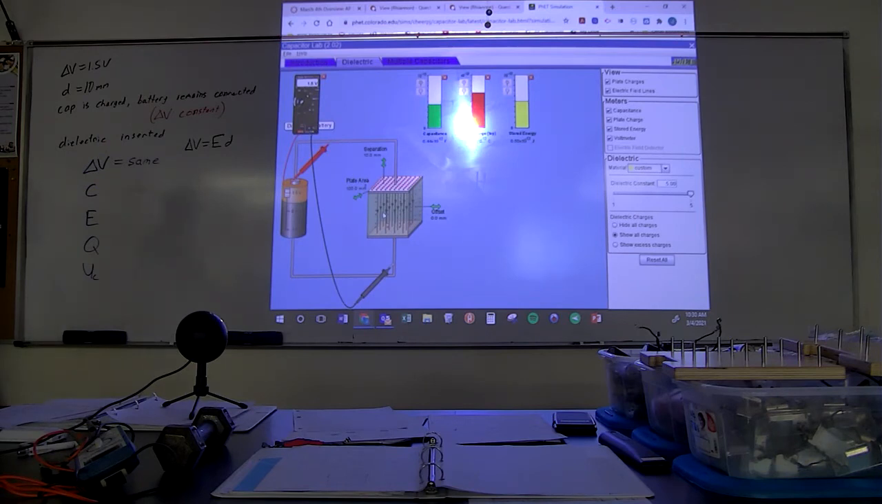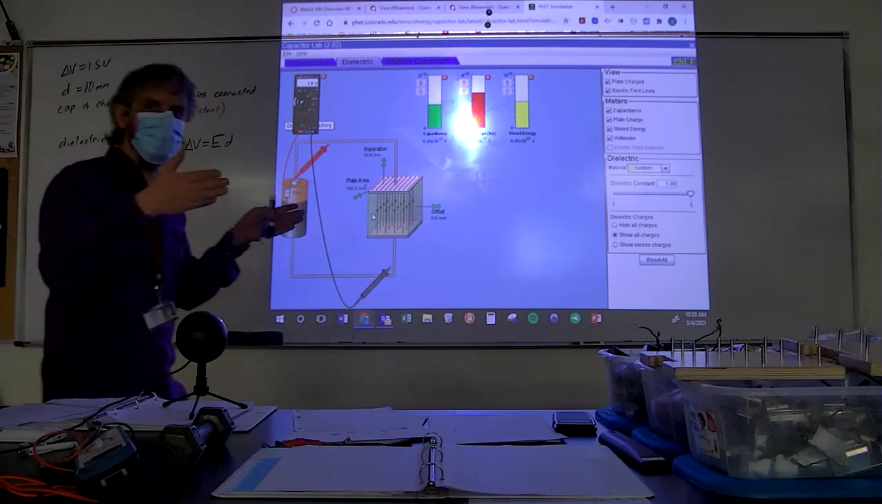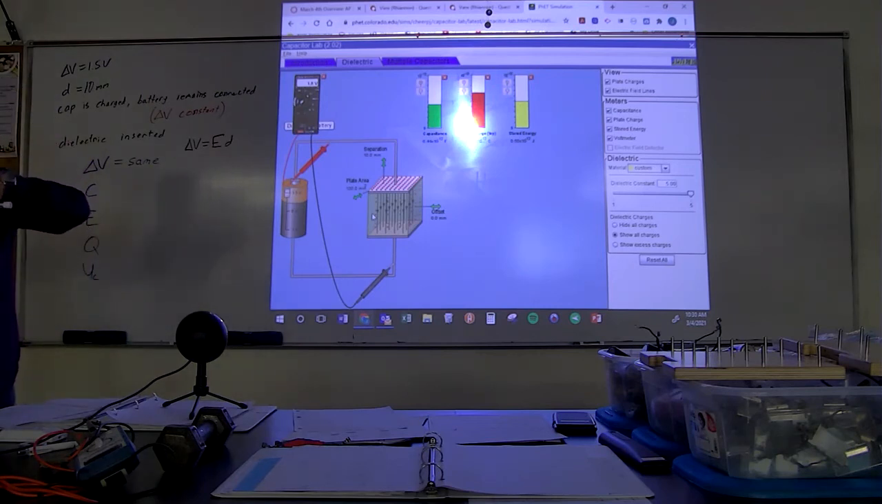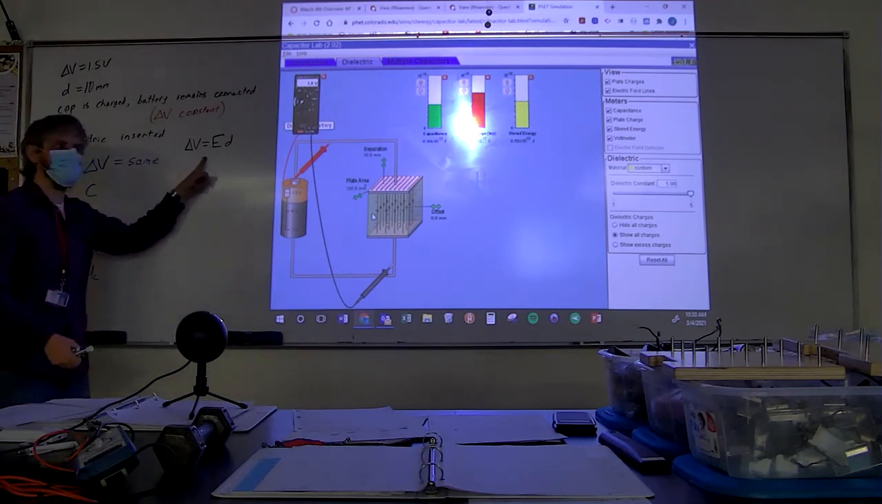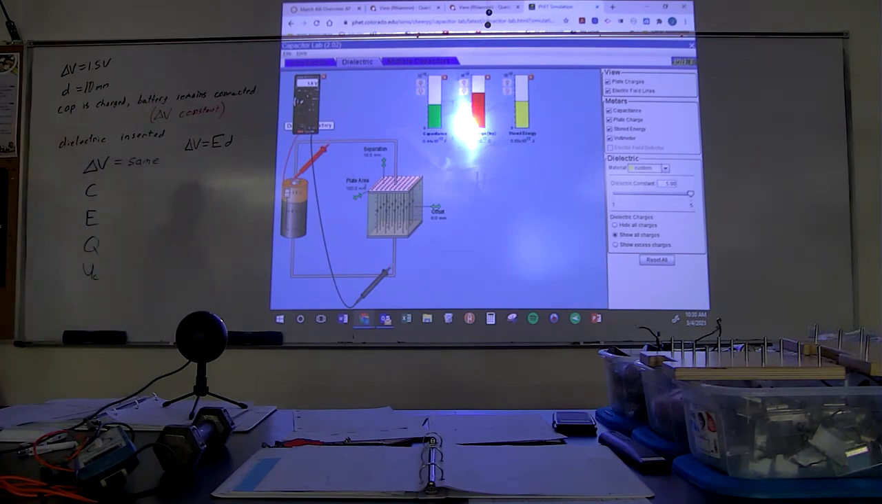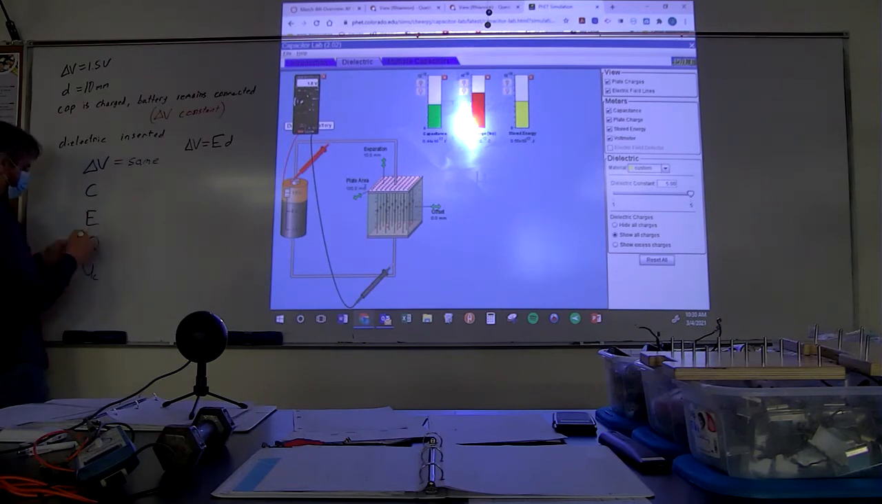Notice that, and think about it, the electric field didn't change, but I got more charge on the plates. Remember, when we slide the dielectric in, you get an induced electric field that opposes the actual electric field. So in order for this to be true, charge must flow onto the capacitor plates. So the electric field, same thing.